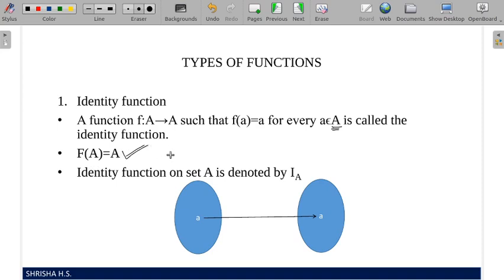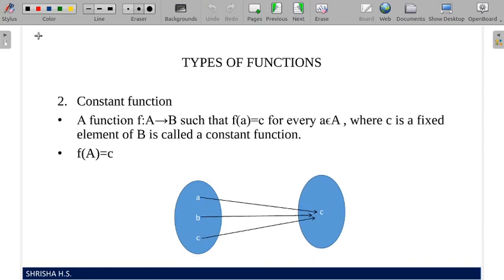We have a notation for that. The identity function of set A is denoted by I of A. As a diagram also we can write I of A. You apply the function, a directed graph, you get to A itself. So this is set A, this is set A. You apply an identity function, and you will get the same element back. So this is an example for identity function. Write the sets as A and A here. This is about identity function.